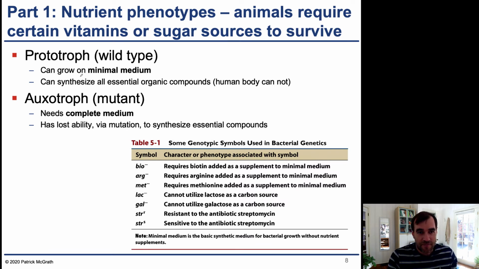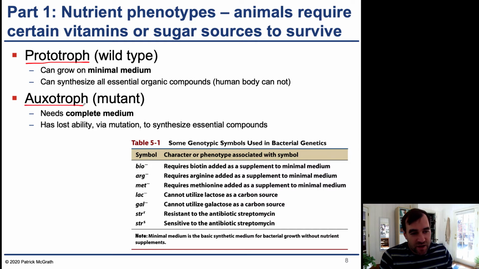And so the phenotypes that experimenters choose to use are typically whether or not a colony can grow on a nutrient source. So what do I mean by that? For example, a prototroph. E. coli is a prototroph. A prototroph can grow on minimal media, so it can synthesize all of the essential organic compounds. A human body cannot, so we can't synthesize all the essential organic compounds.